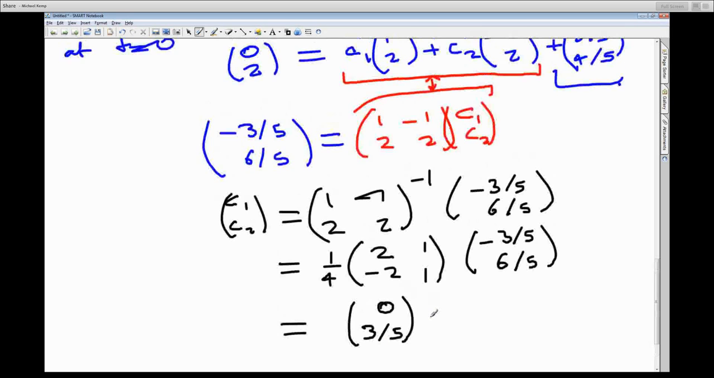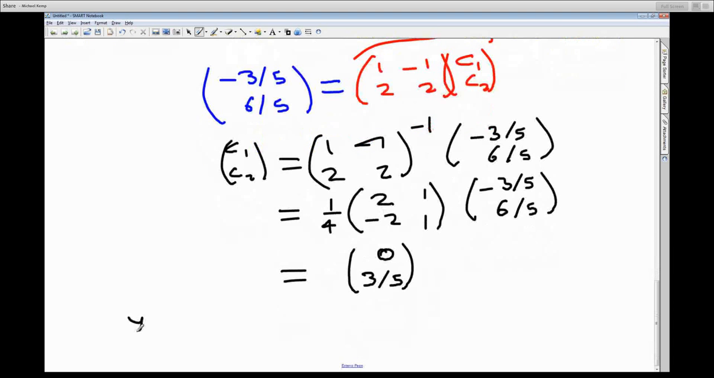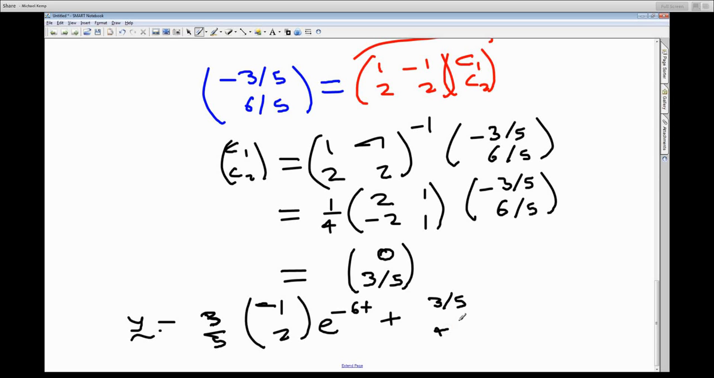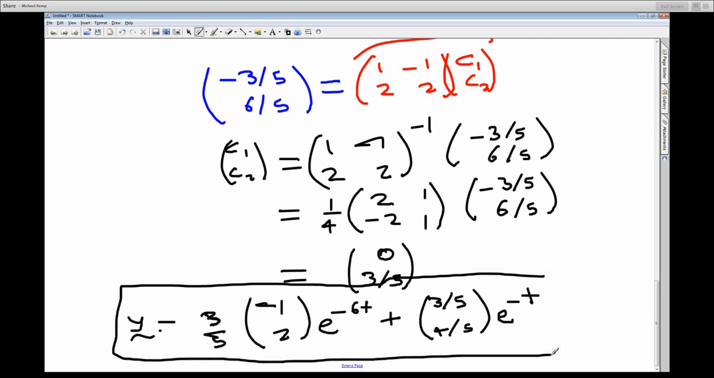And so therefore the answer we want in this case, this is the solution that we have for our case, is no C1 terms, then we've got 3/5 of our next term, which was minus 1, 2, e to the minus 6t, plus the term which came from our particular solution, which was 3/5, 4/5, e to the minus t. And therefore, that's the answer to our question, which takes a bit of work, as you can imagine.